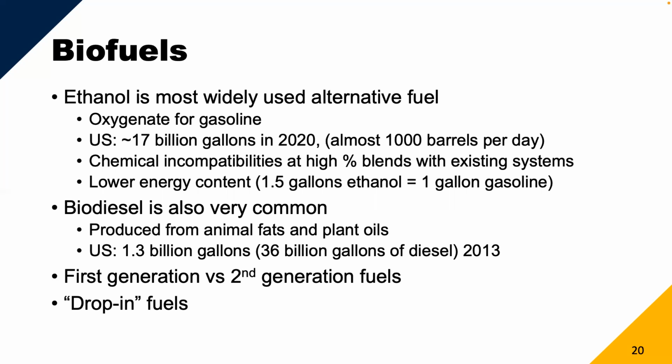In the US, we consumed about 17 billion gallons in 2020. It's almost 1,000 barrels a day. There are some issues with going to higher ratios. Today in California, the default is 15% ethanol. So when you buy gasoline, it's 85% gasoline and 15% ethanol. And ethanol has a lower energy content, so it takes about 1.5 gallons of ethanol to be equal to 1 gallon of gasoline. For diesel, we think about biodiesel. That's also very common, but for different applications.